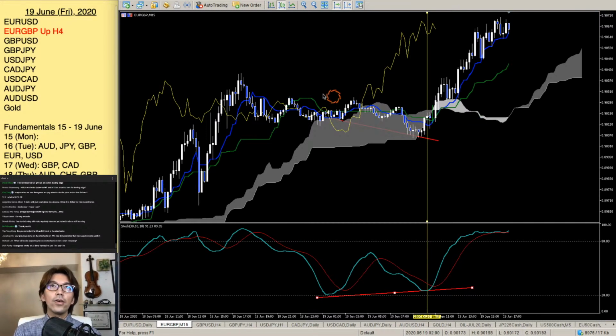Basically, whenever you see the price going in the direction against the stochastics, or the stochastics going against the candlestick patterns or price action, that's somewhere that we can look for a divergence.